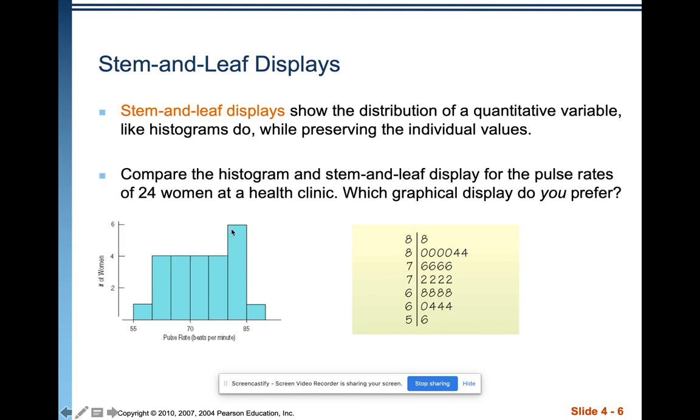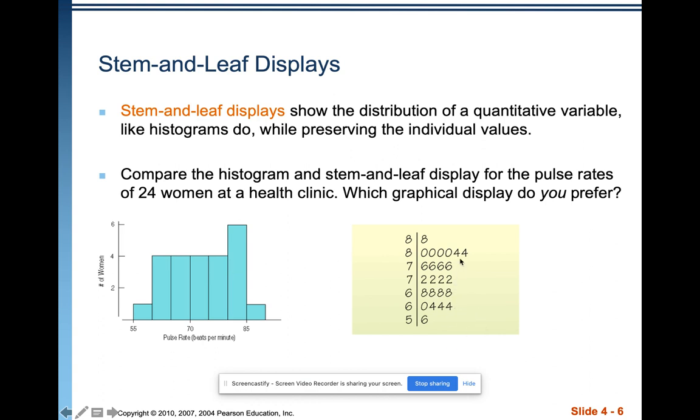So here we can see in the histogram clearly there's a mode in the early 80s. We can see it varies from around 55 up to around 90. There are a bunch of pulse rates where there seems to be an even distribution. So you get some good information from that.